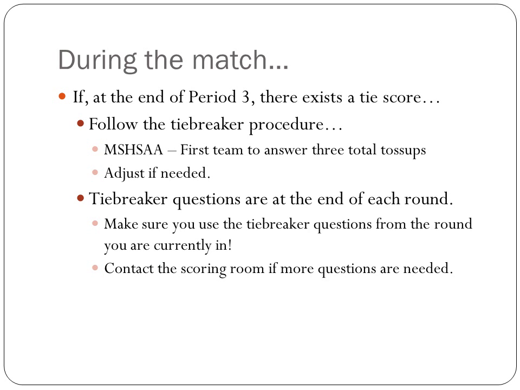At the end of the match, if the score is tied, we will follow a tiebreak procedure. The Misha procedure gives the win to the first team to correctly answer 3 toss-ups. However, since this can take many questions to accomplish, you may adjust the procedure to best out of 3 toss-ups. Tiebreaker questions can be found at the end of each round. Double check that you are using tiebreaker questions from the current round. If more questions are needed, contact the scoring room.